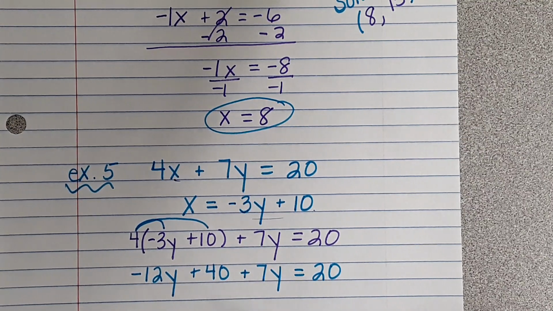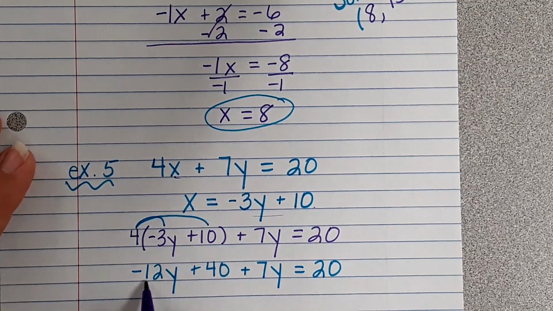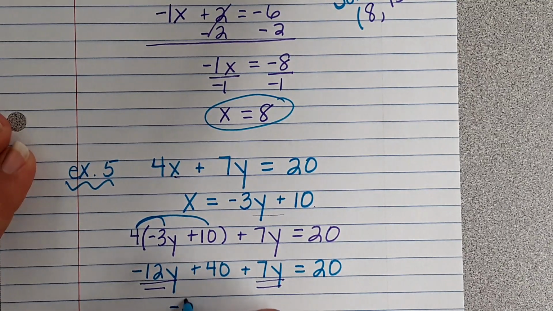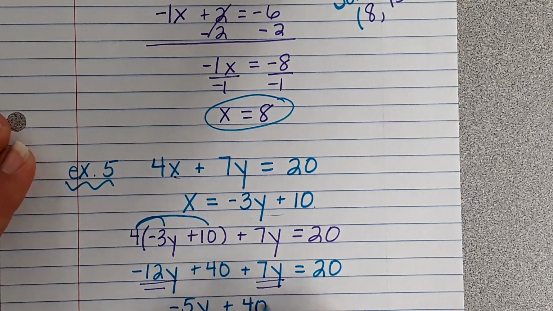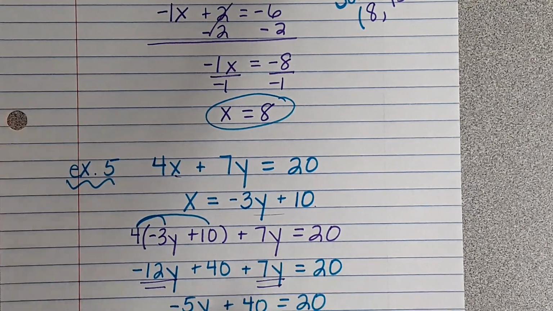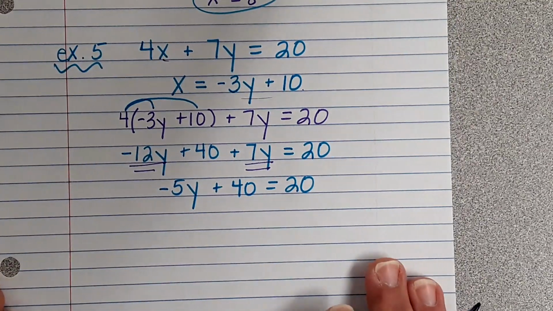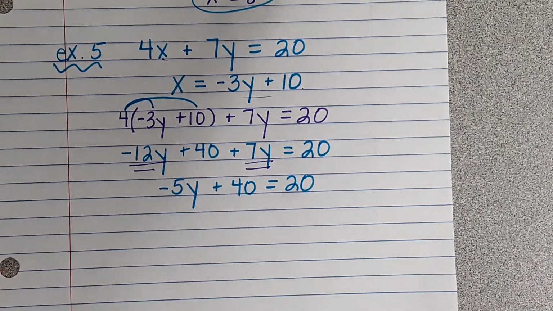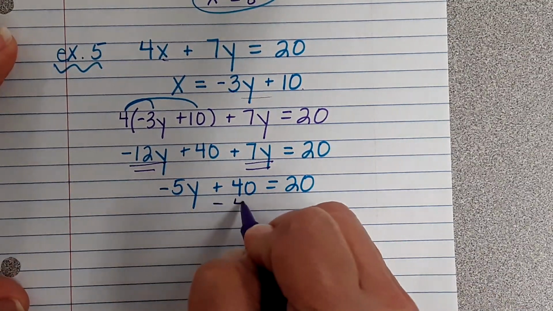Okay, now the next step is to combine like terms. What are our like terms? Negative 12y and 7y. And what is negative 12y plus 7y? Negative 5y. Yep. And let's move that up so you guys can see it. And now what should we do? Not divide yet. Subtract 40. Remember, you guys, you always are going to do your adding and subtracting first. So we're going to subtract 40.